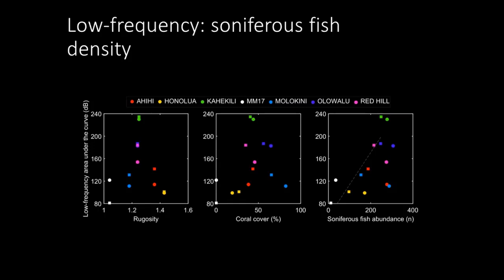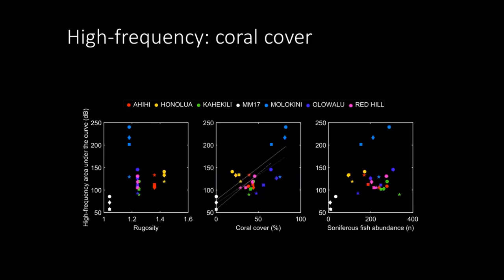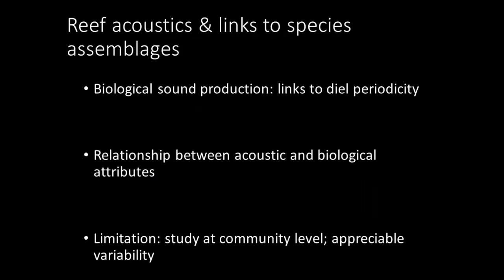What we're looking at here is something similar to what I showed you for the U.S. Virgin Islands, but I'm showing you the relationship between the area under the curve and rugosity, or three-dimensional structure, coral cover, and soniferous fish abundance. This is at low frequencies. What we see here is the only significant relationship is at one of the two sampling periods that we could include for the fish sounds, a significant relationship between soniferous fish abundance and this area under the curve metric. When we move to high frequencies, we actually see a strong relationship between the high-frequency area under the curve and coral cover for three of the four sampling periods, but not for either rugosity or soniferous fish abundance. So, to summarize this, we do see these strong links between the species assemblages and diurnal periodicity of sound production.